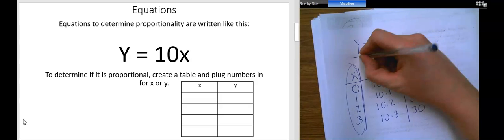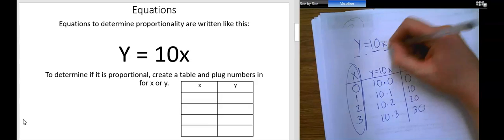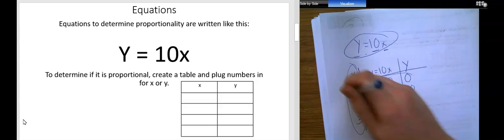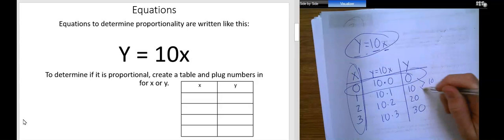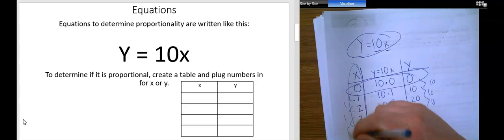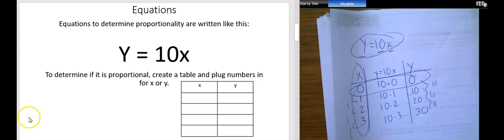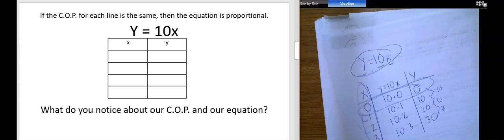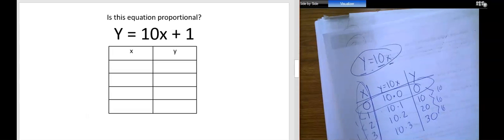Is it proportional? Yes, because we have y equals rate times number. Anytime you have y equals rate times number, it's proportional. Goes through 0, 0. We have a very constant increase here. Therefore, it is absolutely 100% proportional. Okay, the constant of proportionality would be 10.